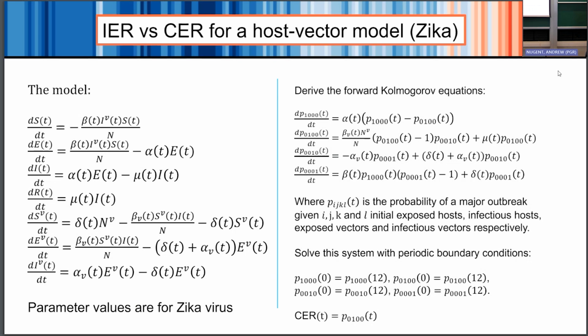So what we've done, which is the most novel part of this work, is conclude that you should probably use periodic boundary conditions to solve this. So the idea is that if you've got some sort of seasonality that repeats each year, your CER should be the same at some time t as it is at the time t plus 365 days or 12 months. And so you can solve this system with periodic boundary conditions just by setting all these P's at time 0 equal to the P's at time 12, so things repeat nicely in time. And the CER is going to be the P with one initial infectious person, so P_0100, so that's what we're going to plot.